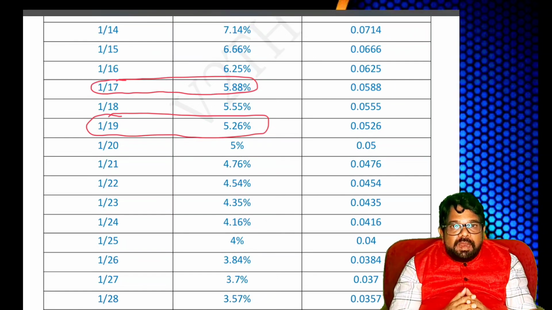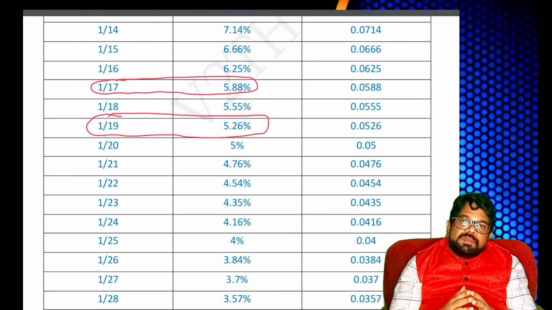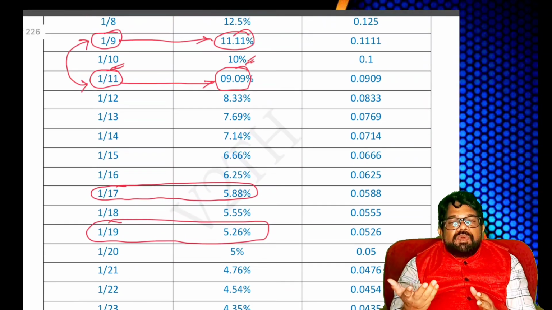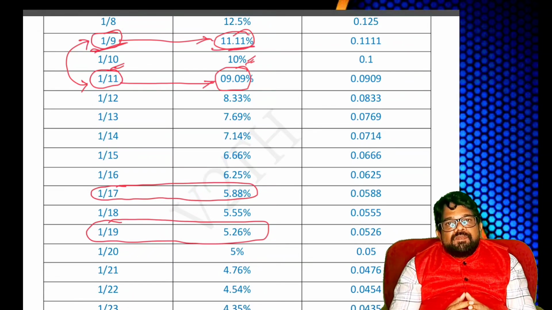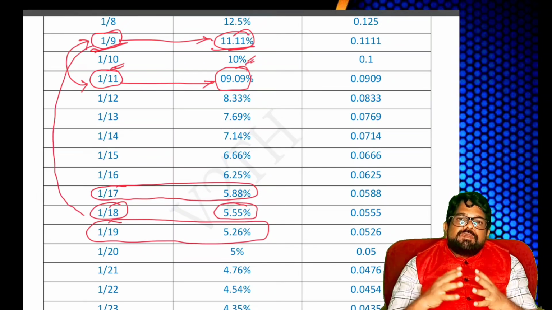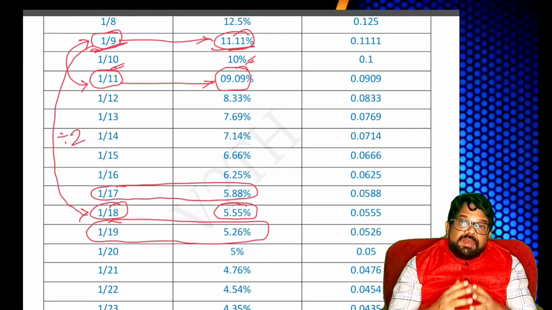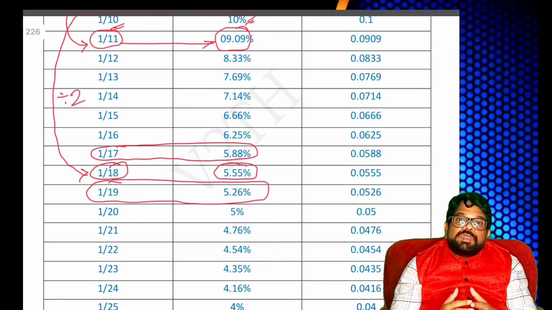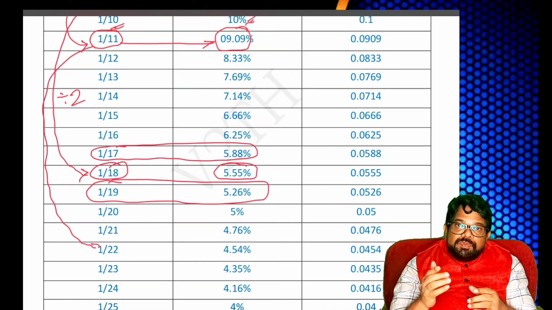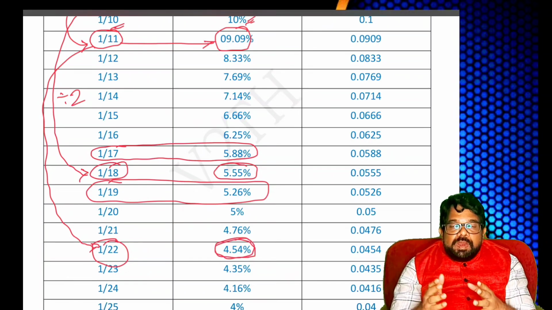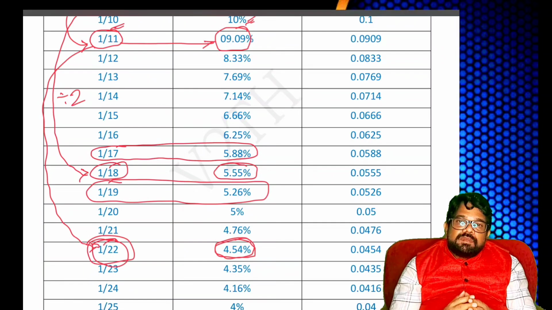Now 1 by 18 is half of 1 by 9. We know 1 by 9 is 11.11, half of that is 5.55. So 1 by 18 is 5.55%. 1 by 10 we know is 10%, so 1 by 20, half of that, is 5%. 1 by 11 is 09.09, half of that is 1 by 22. What is half of 09.09? 4.54%. So 1 by 22 is 4.54%.